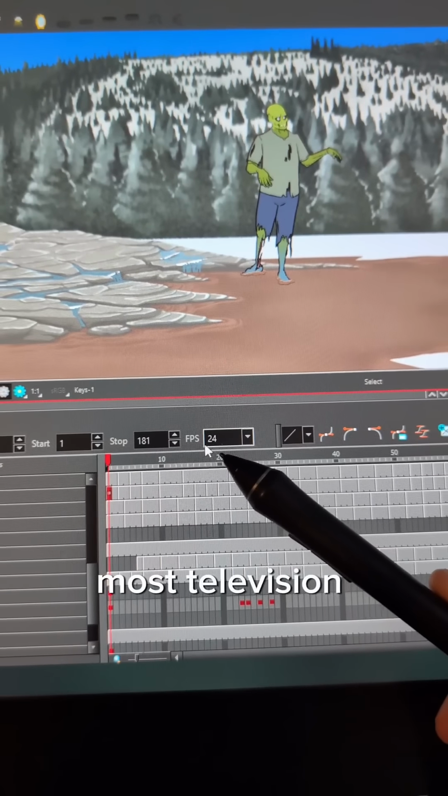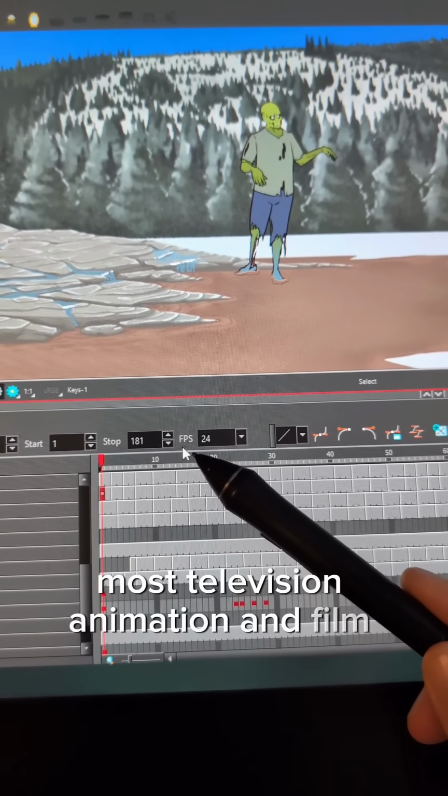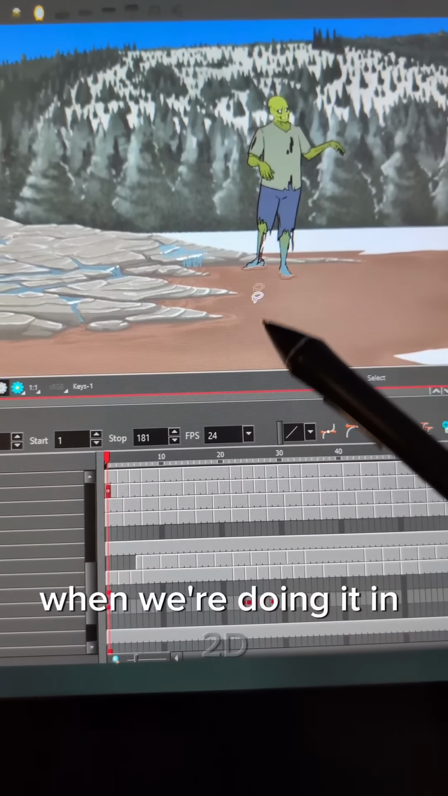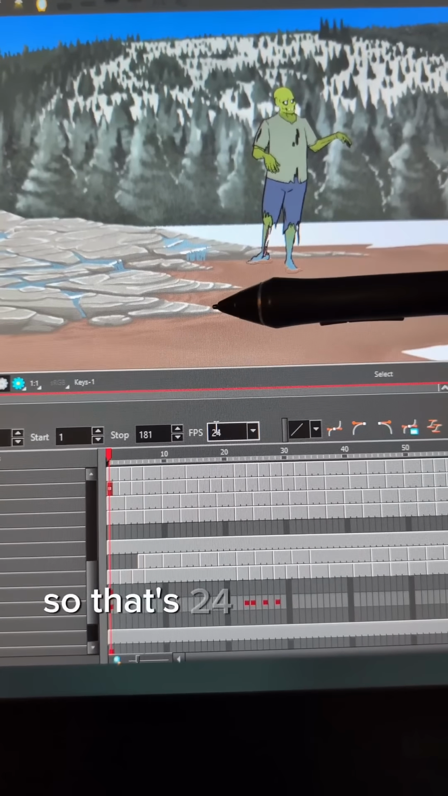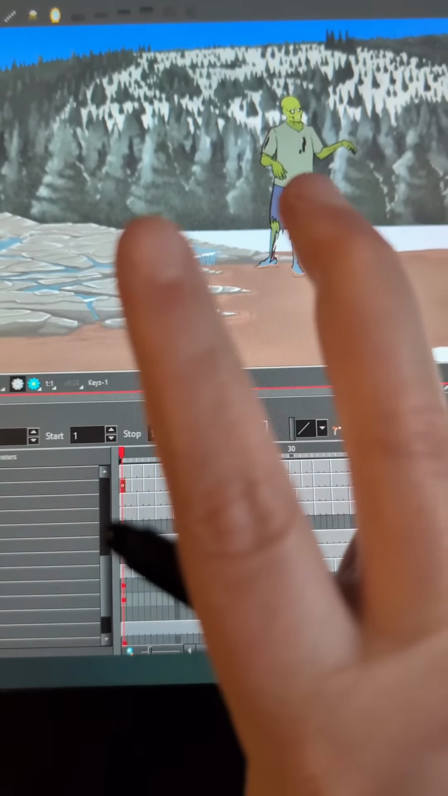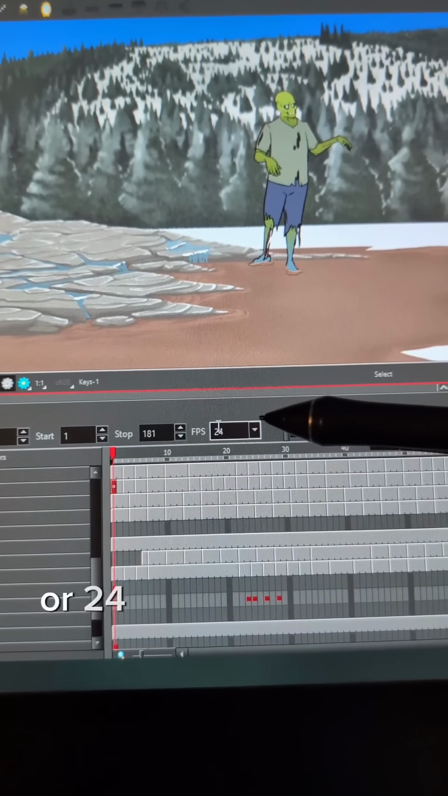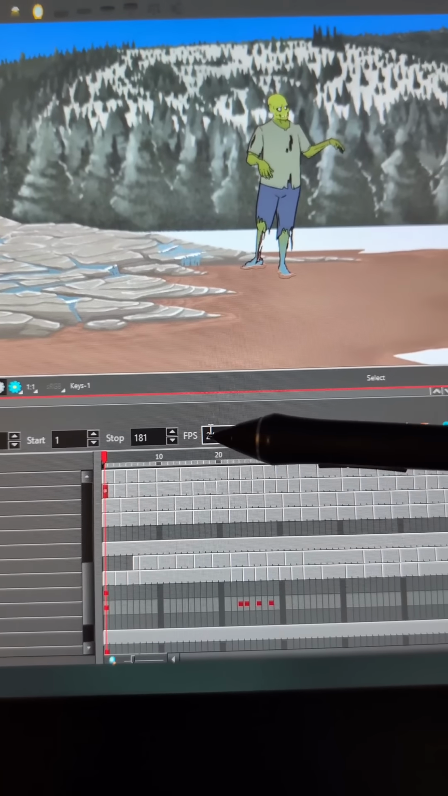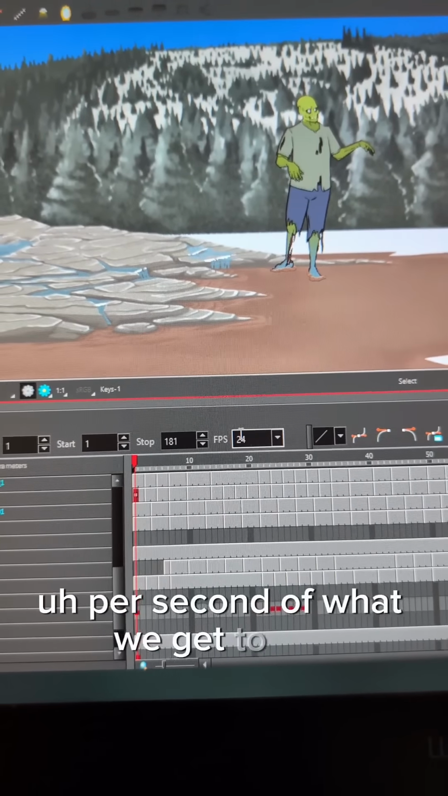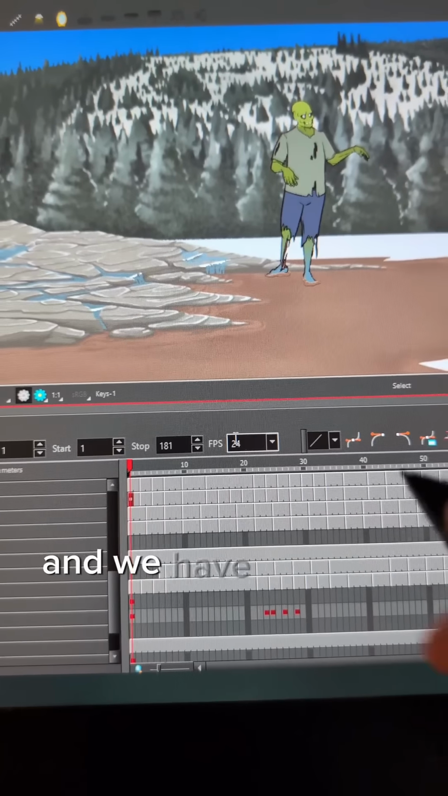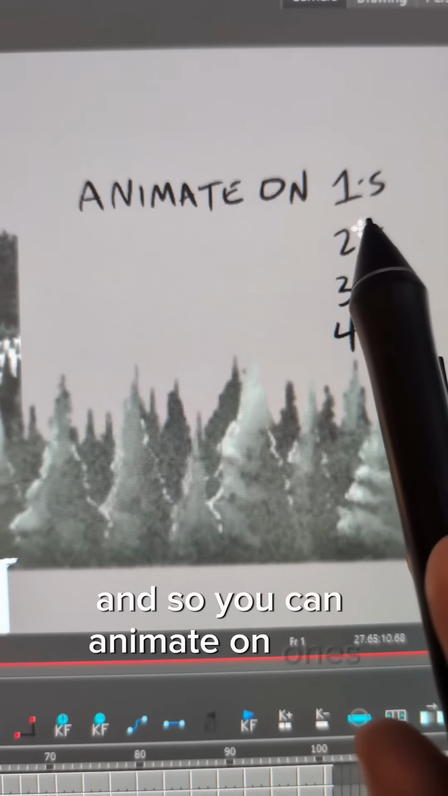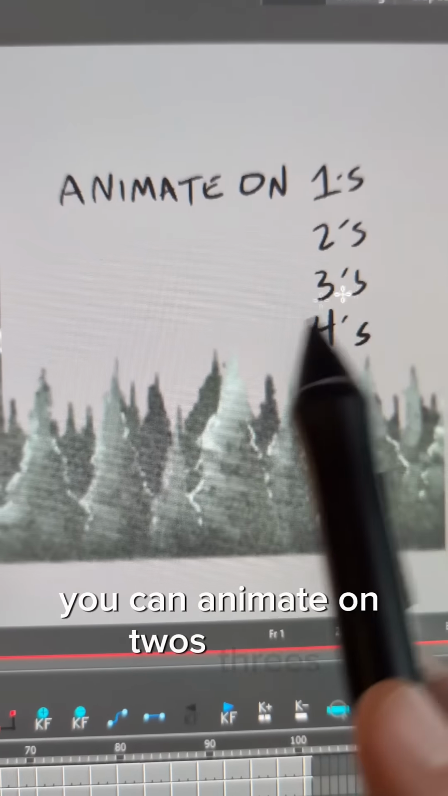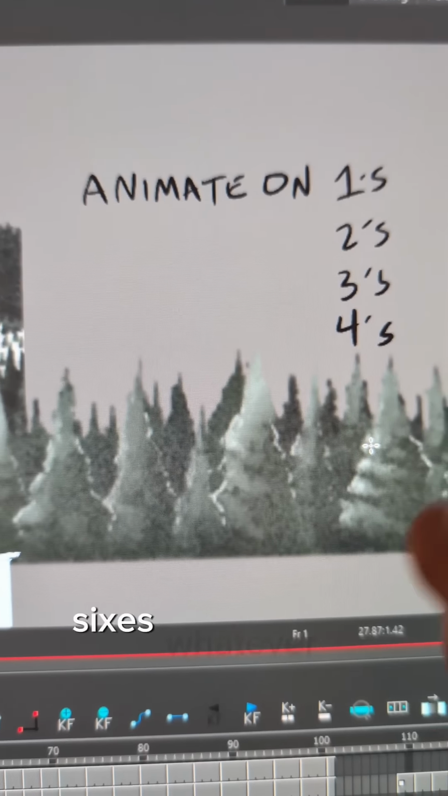Most television animation and film animation, when we're doing it in 2D, we're still doing it 24 frames per second. So that's 24 frames of film or 24 frames of digital render per second of what we get to see. And we have all these other terms about how many drawings we make. And so you can animate on 1s, you can animate on 2s, 3s, 4s, 5s, 6s, whatever.